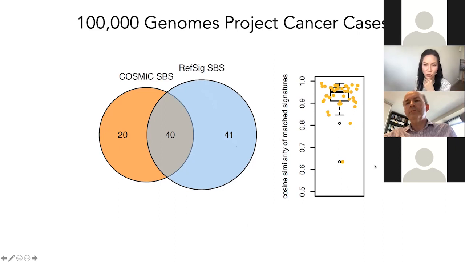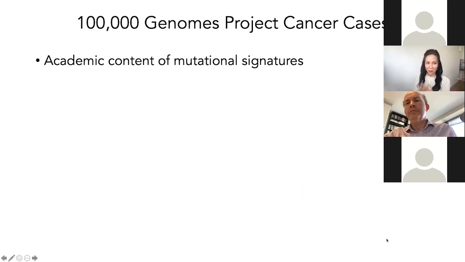And this just shows the similarities between the 40 signatures here. So there's pretty good concordance, but there was a lot of new stuff. And this is just single base substitutions, by the way. There's also some other stuff, double subs, indels, etc. Okay, so in the interest of time, there is plenty more to talk about on the academic content of mutational signatures.